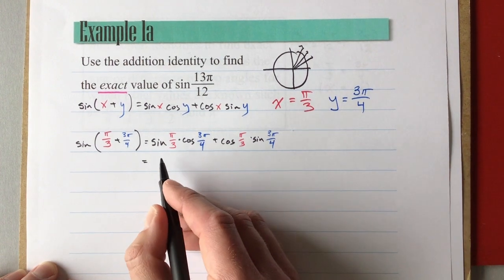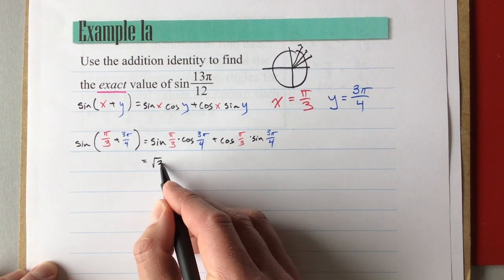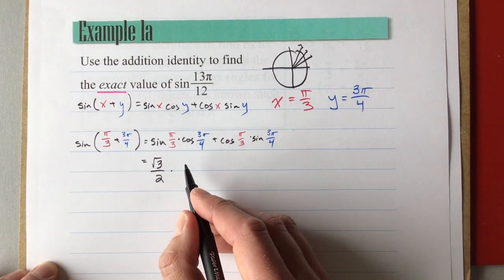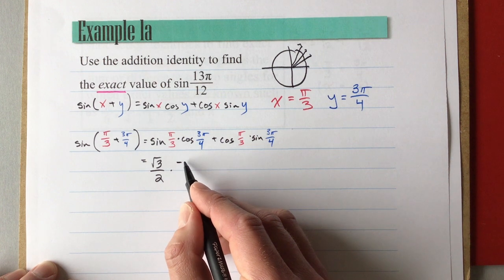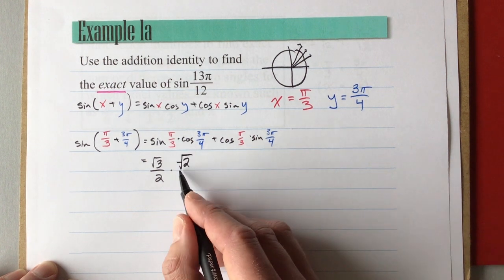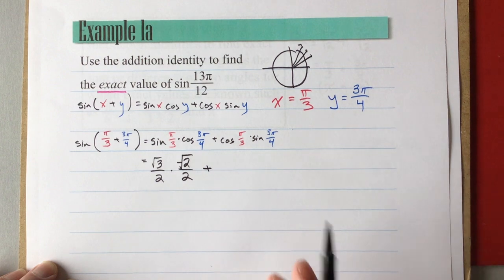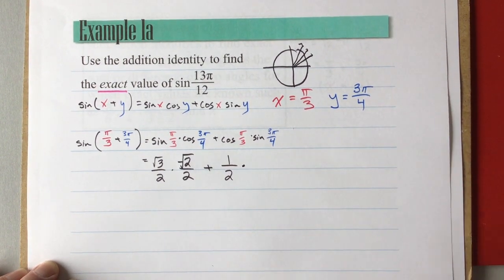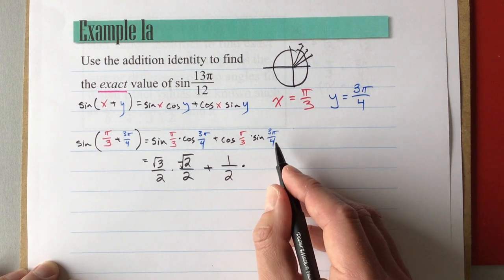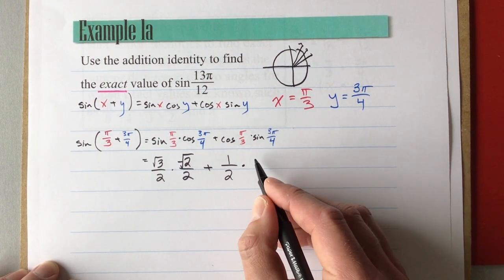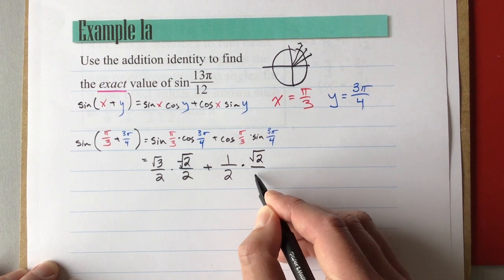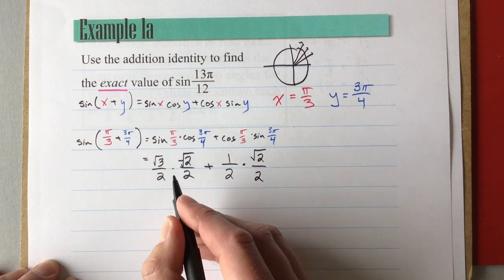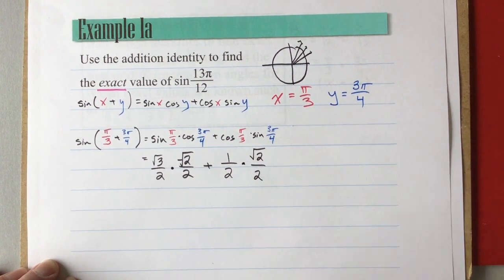Continuing, I know the sine of pi over 3 is root 3 over 2 times. I know the cosine of 3 pi over 4 in the second quadrant is negative root 2 over 2. I know that the cosine of pi over 3 is 1/2, and that the sine of 3 pi over 4, in the second quadrant where we find the angle 3 pi over 4, is positive root 2 over 2. Next, I'm going to continue my simplification by performing this multiplication here.